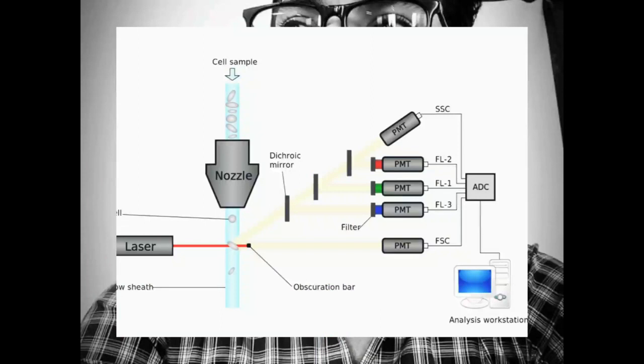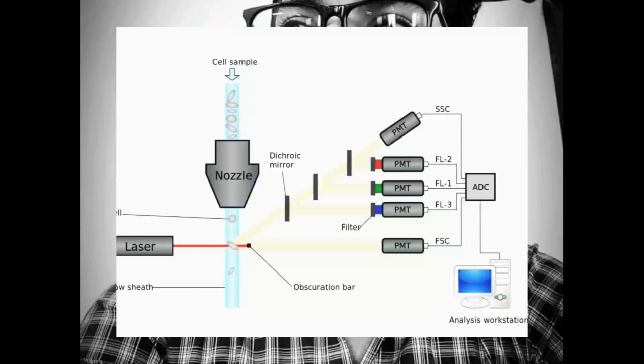So here is the whole structure which I tried to draw on the board, but could not do in a very proper way. As you can see, the cell sample, the laser beam, the single cell is coming, and there is the sheath fluid, but that is not shown here. The dichroic mirror channelizes the light, and the filter filters out the specific color light. So this one, red, green, blue, all these are PMTs.